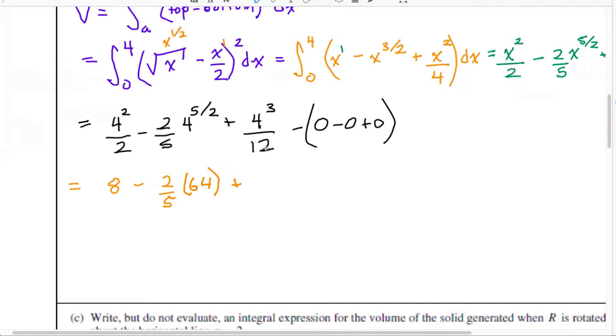Well, notice that there's a 4 on the top and a 4 on the bottom. So I'm going to cross off one of these 4's and change that to a 2. Cross off one of these 4's and turn it into a 3. So I really have 4 squared over 3, or I really have 16 over 3.